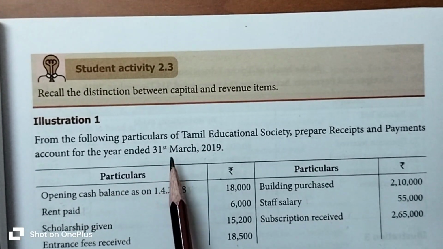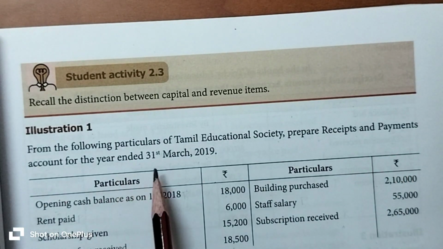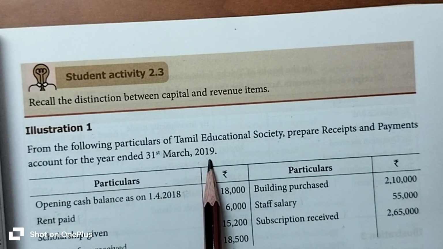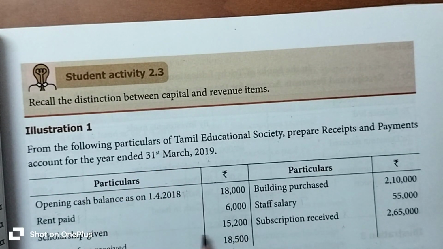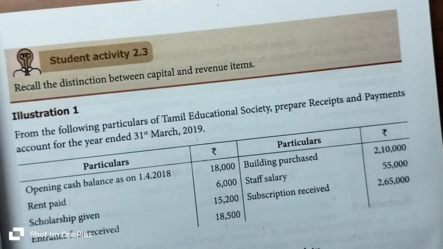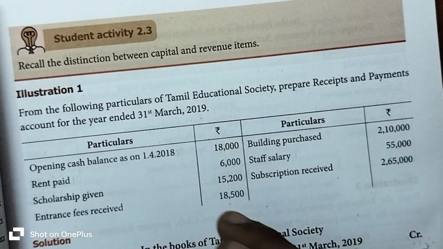Illustration 1. From the following particulars of Tamil Educational Society, prepare the receipt and payments account for the year ended 31st March 2019. So from these particulars we have to prepare the receipt and payments account. Before that, what is meant by receipt and payments? What is the format we have to follow in the receipt and payments account?